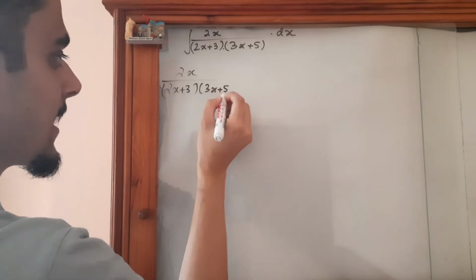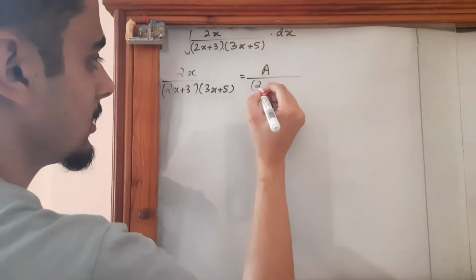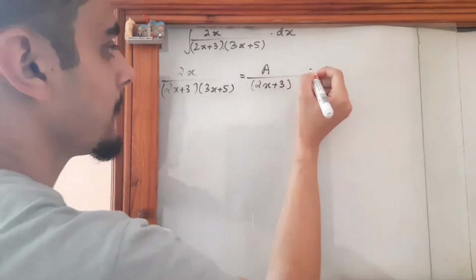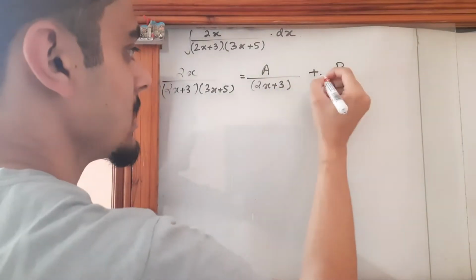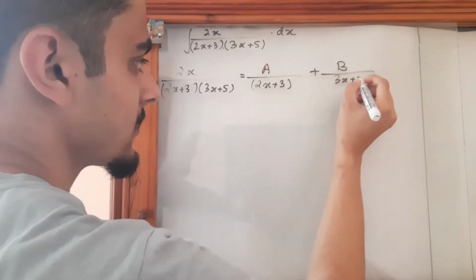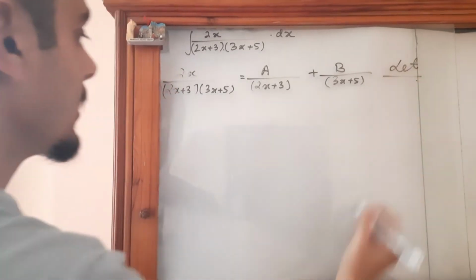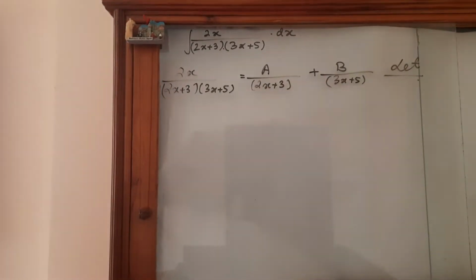2x over (2x plus 3)(3x plus 5) is equal to a over 2x plus 3 plus, we want the addition sign so that we can separate them, b over 3x plus 5. This is just a supposition, so let's say, let.